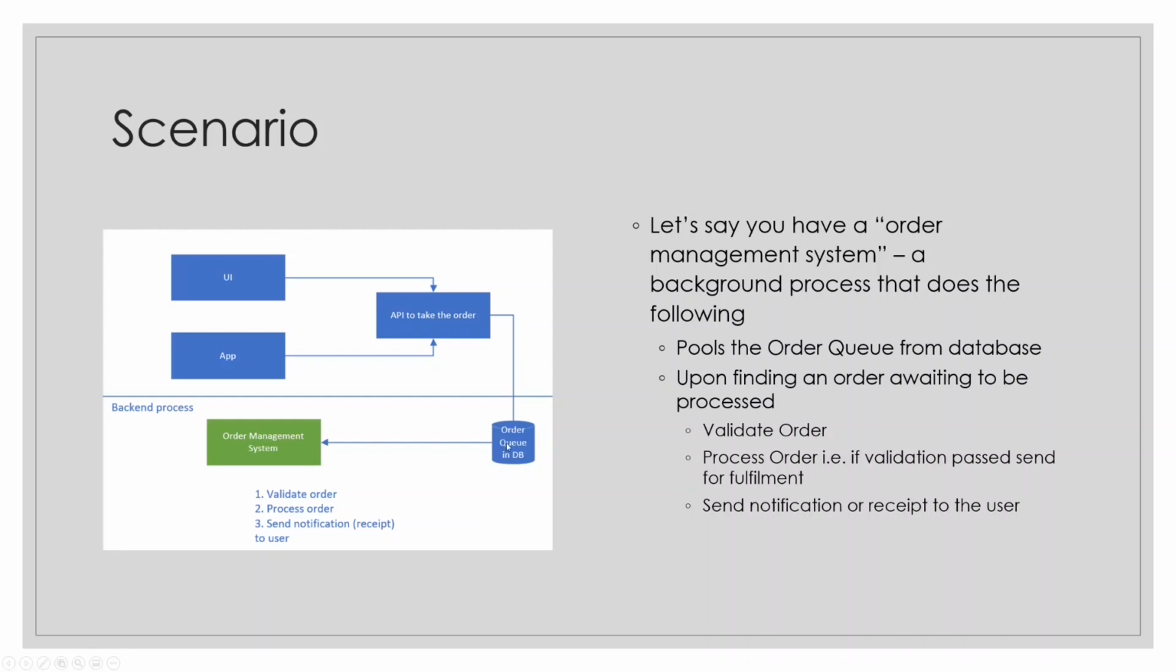It will queue the order for processing, and then you have something on your backend called an order management system, which is going to pick up the order from this queue, and then it's going to do three things for simplicity's sake. The first one is to validate the order, the second is to process the order, which is nothing but fulfilling the order, and the final one is to send a receipt to the user to say that the order is successfully placed, and you can expect the order to be delivered on such and such date or something like that. So this is a very simple scenario. Let's see why this scenario is inefficient and how distributed computing can help here.